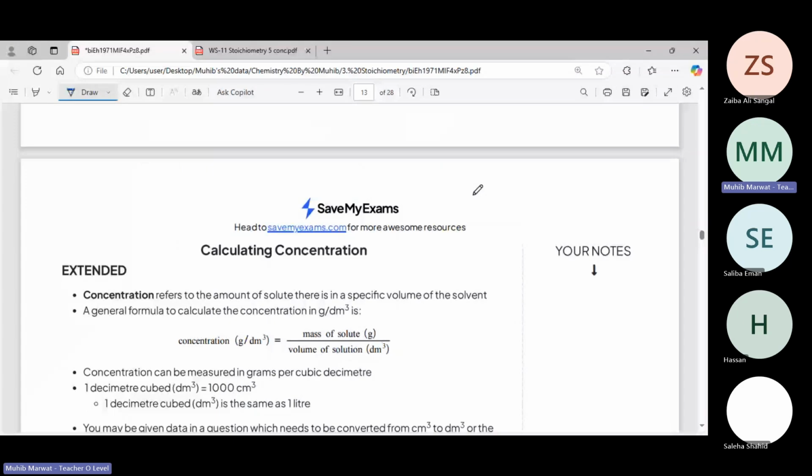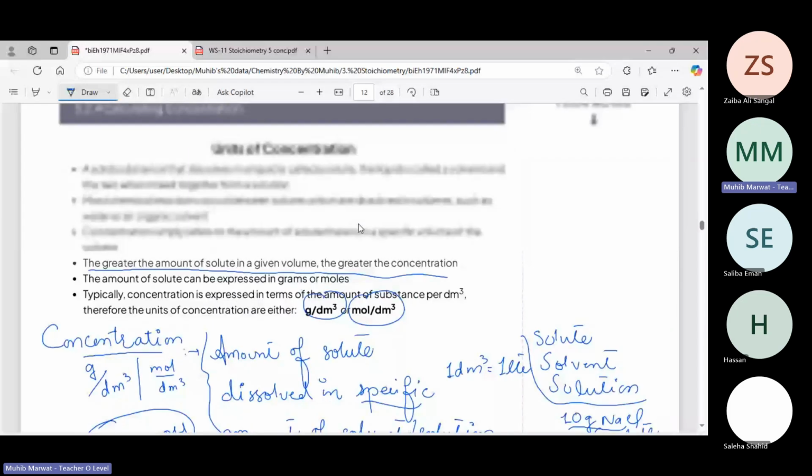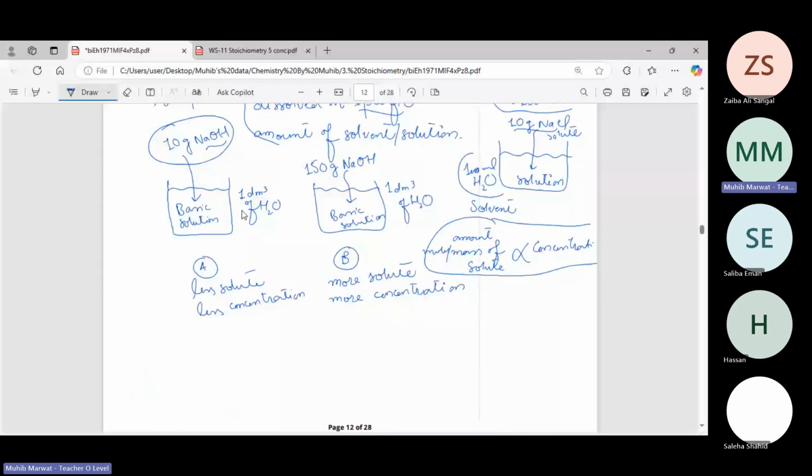Now look at this one. First of all, we are considering concentration in gram per dm cube. In other words, in 1 dm cube of solution, how many grams of solute are dissolved. For example, the concentration of this container will be 10 grams per 1 dm cube of solution, and over here it is 50 grams of solute per 1 dm cube. Is it clear? The solution will of course be greater than 1 dm cube because we have added 10 grams more.